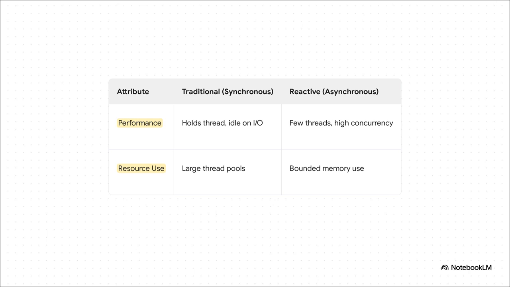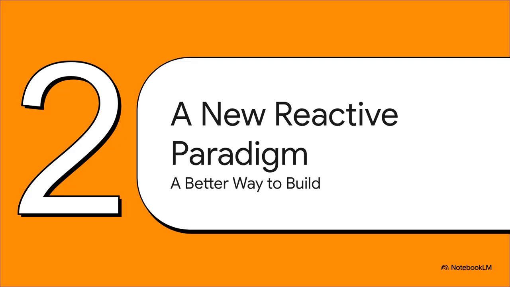But the reactive model? It's completely different. It's like having a few super efficient cashiers who can juggle dozens of orders at once. They never sit idle, so they can serve way more people with a lot less effort. So, to handle these massive new challenges, a new paradigm had to emerge. It's a fundamentally better way to build responsive, efficient systems. This is where we get into reactive programming.